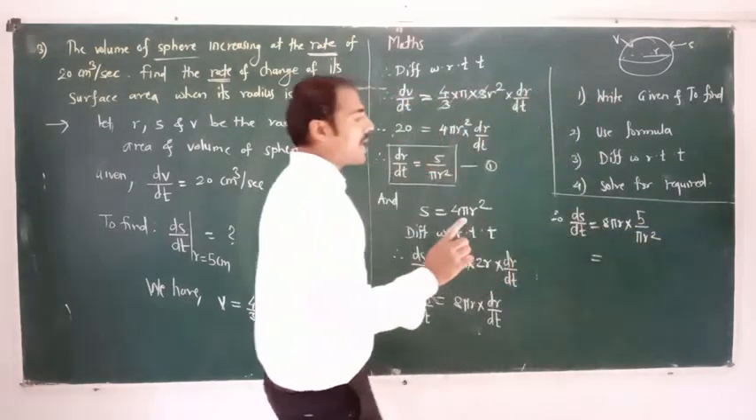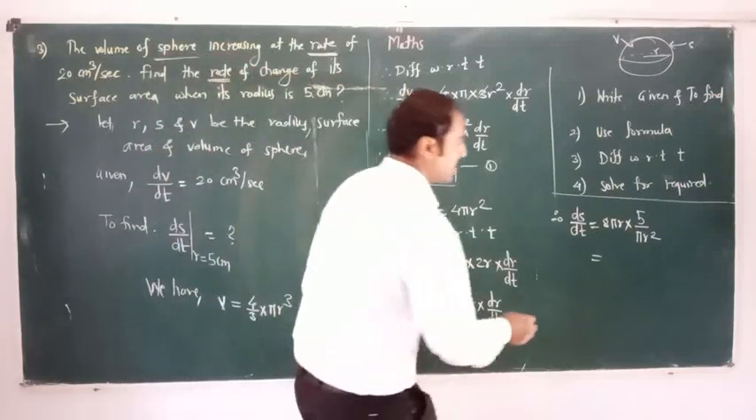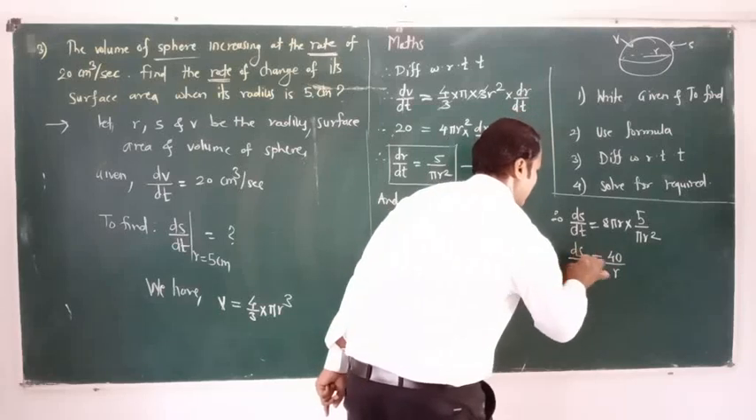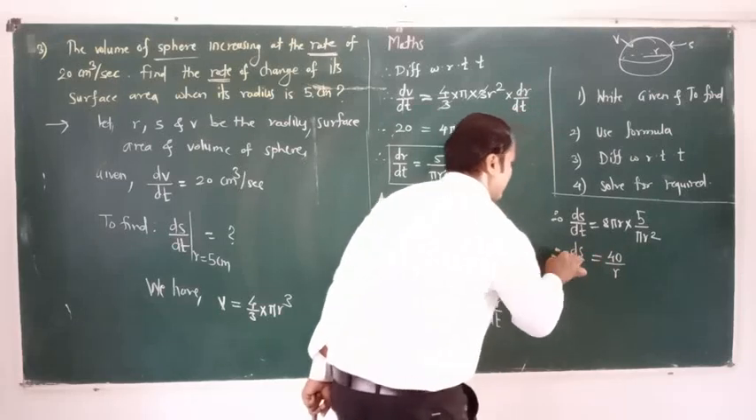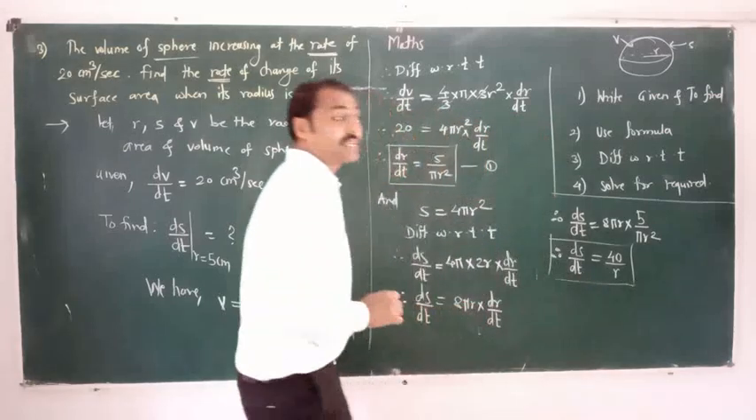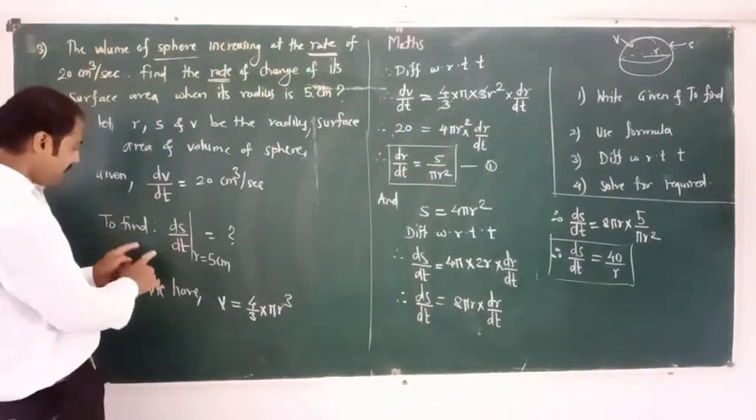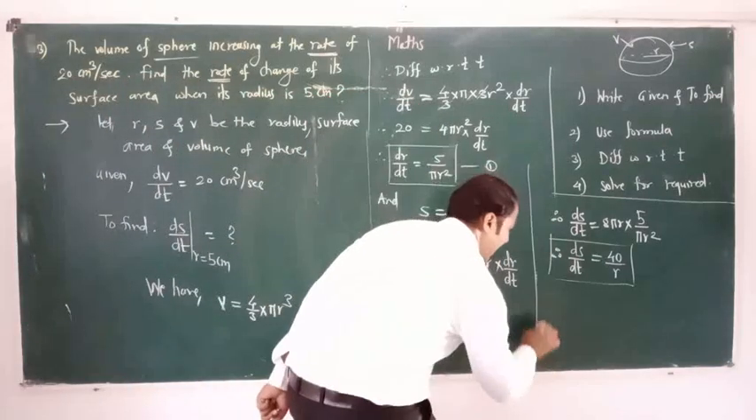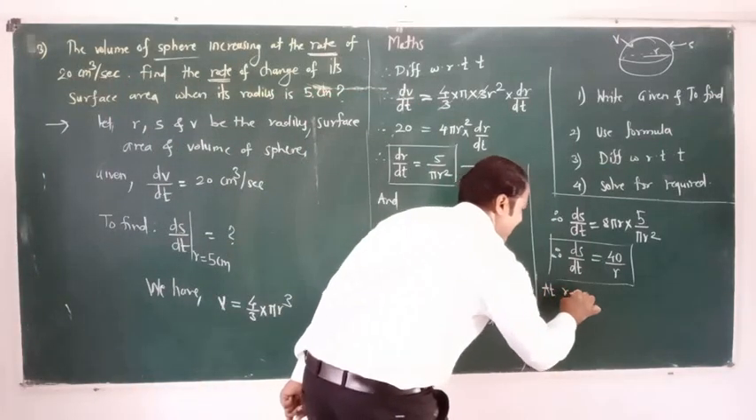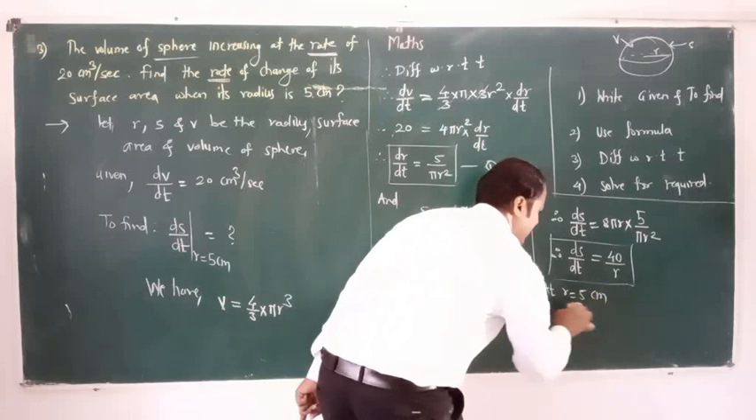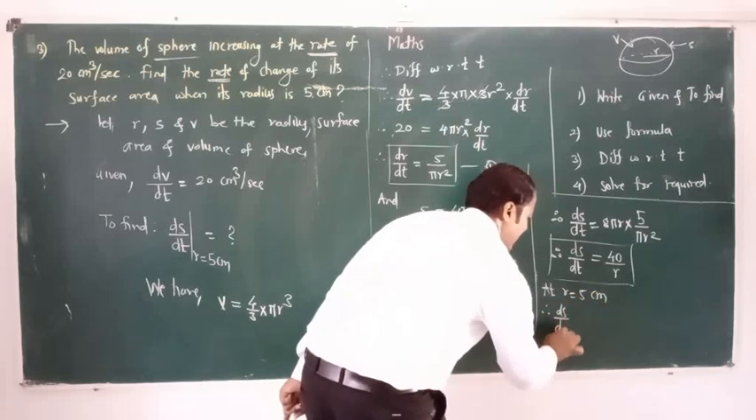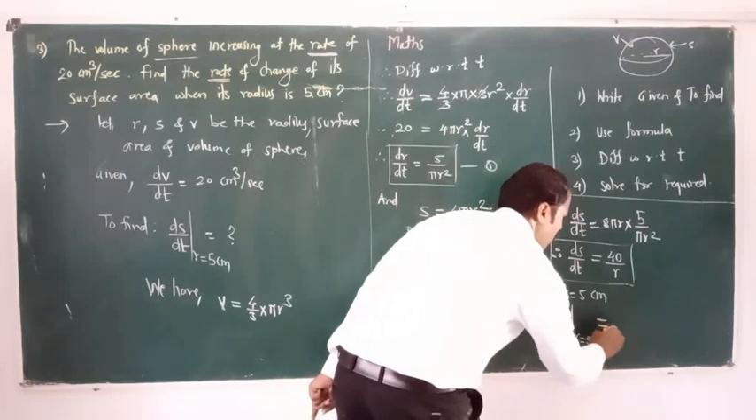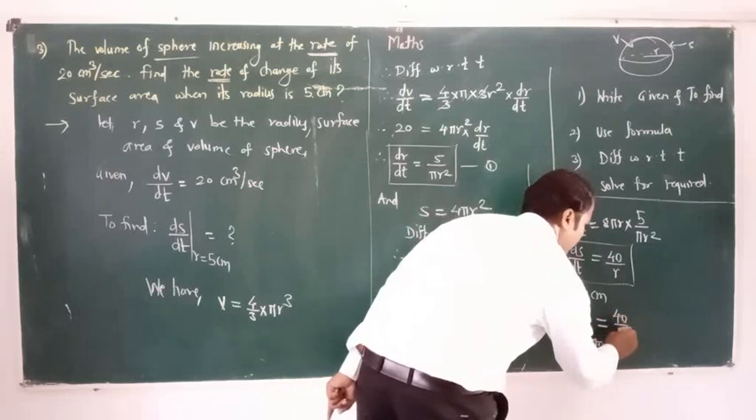Pi gets cancelled, r gets cancelled, 8 fives are 40. 40 divided by 1, r is remaining in the denominator. So it's dS by dt. What is meant by dS by dt? Rate of change of surface area, and that is to find when r is equal to 5. So I can write at r is equal to 5 centimeter, dS by dt at r is equal to 5 centimeter is equal to 40 divided by 5.